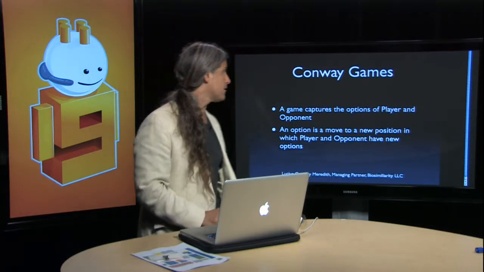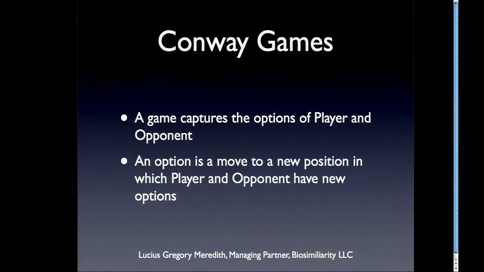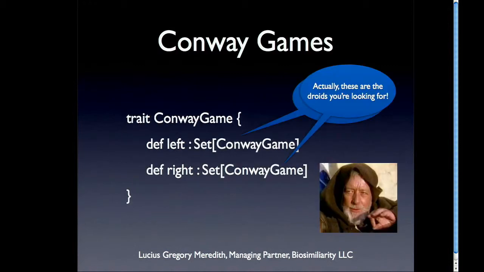So the idea of games is very, very simple. A game captures the options of the player and the options of the opponent. Okay? So the player has some moves, the opponent has some moves. When a player makes a move, it gets to a new game, which is just a collection of options for the player and options for the opponent. So it's a recursive concept, and we can actually capture that in code.